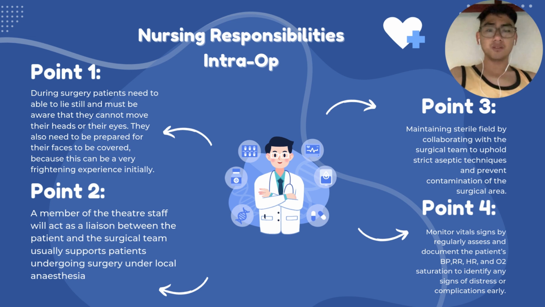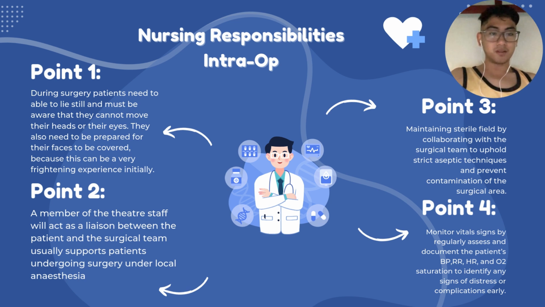Next, nursing responsibilities intraoperative. First, during surgery, patients need to be able to lie still and must be aware that they cannot move their heads and their eyes. This is important because the face is covered, and this may be initially a frightening experience. Next, a member of the theater staff will act as a liaison between the patient and the surgical team. This is usually to support patients undergoing surgery under local anesthesia.